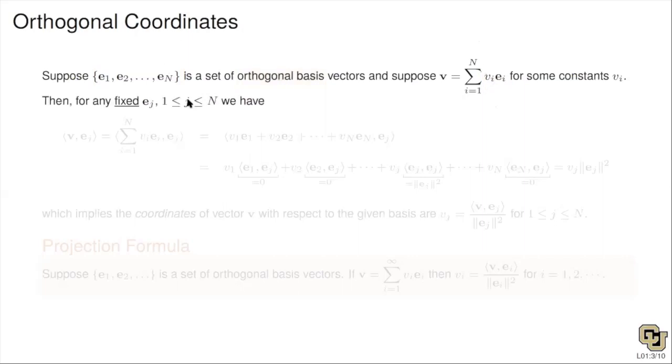Professor? Yeah, go ahead. When we're setting up our basis, can we have repeated information in the basis, like an overdefined basis? No, you can't. By definition, the basis has to be linearly independent, and if we have repeated functions in our basis set, then it's not linearly independent anymore.